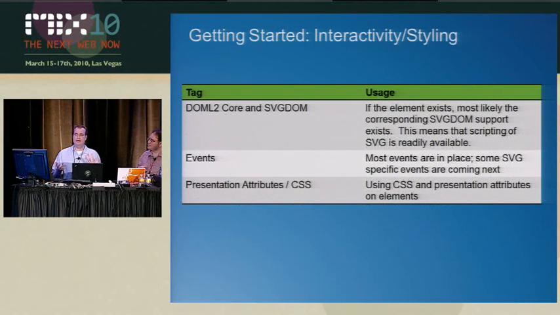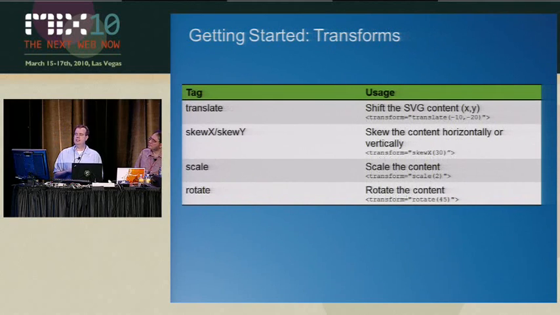And then we have all the interactivity and styling. You can use DOM L2. You can use the SVG DOM for all the elements we have out there. We have most of the events online. And for every element that we ship, we have those presentation attributes and CSS styling. In terms of transforms, we have translate that Doug showed, skew X, skew Y, scale and rotate. And it's really interesting how people use these to actually create some pretty fancy graphics out there.